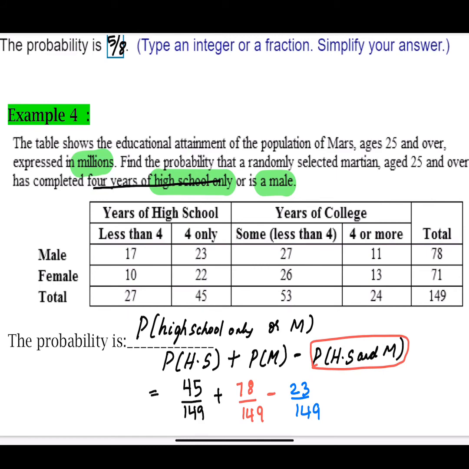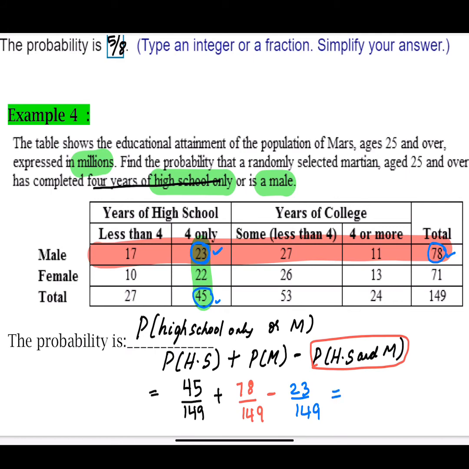Probability of high school, 4 years of high school, I'm going to highlight that. Probability of male, I'm going to highlight that. So you take the total here, but you subtract the intersection of both of them, because you know why? You counted these 23 when counting 4 years of high school. You counted these 23 again when counting the total number of males. So that's the reason why you subtract.